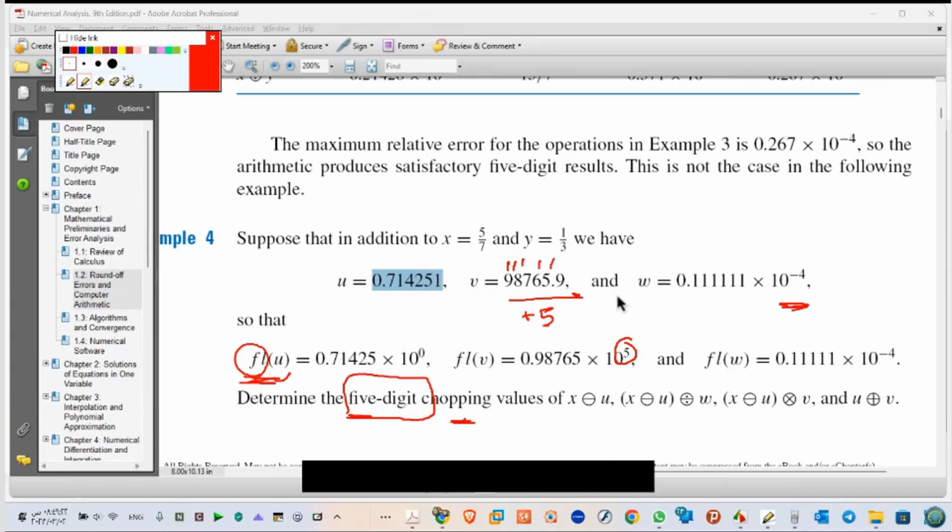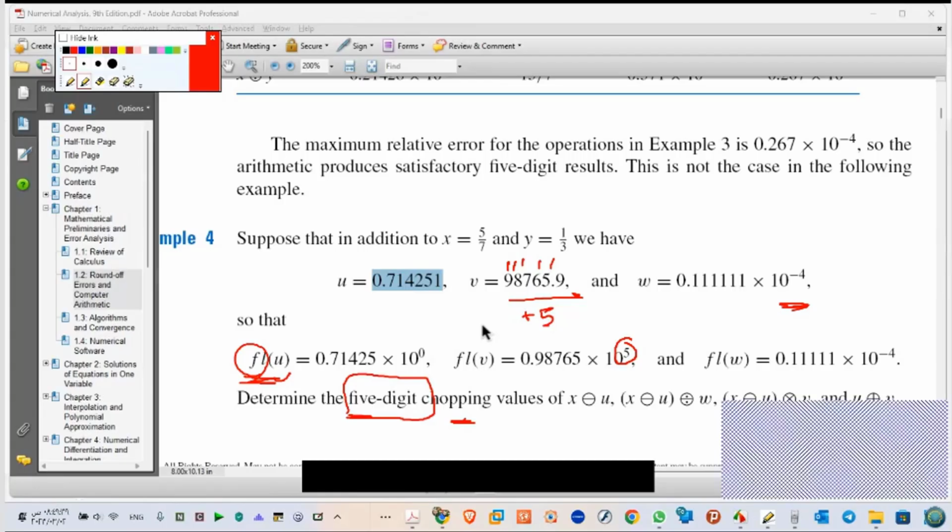So how can we deal with the floating numbers? We dealt before with floating as an integer number. Now we are dealing with U and V and W as floating. How can we deal with them?